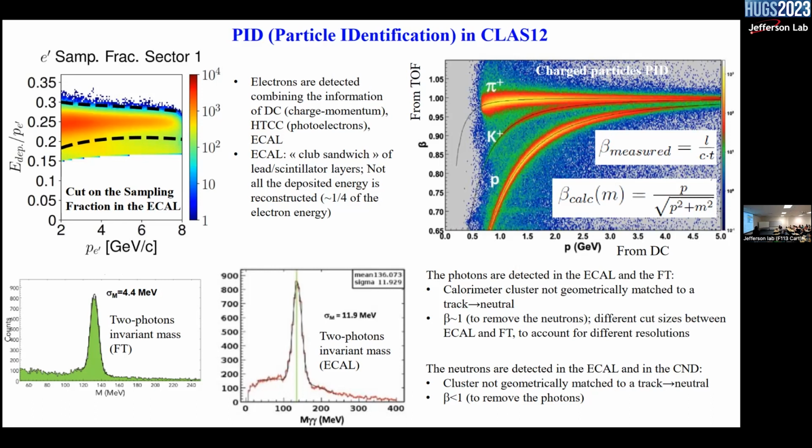Then if it's a neutral, you look at the beta that is measured with the timing information. If the beta is close to 1, it has to be a photon, beta equal 1. If it's below 1, it could be a neutron. So this is the strategy that we use to separate charged and neutrals. You check for the matching with the DC. And to separate neutron and photon, you check for the beta distribution. And the cut around beta is going to be determined based on the resolution of the detector.